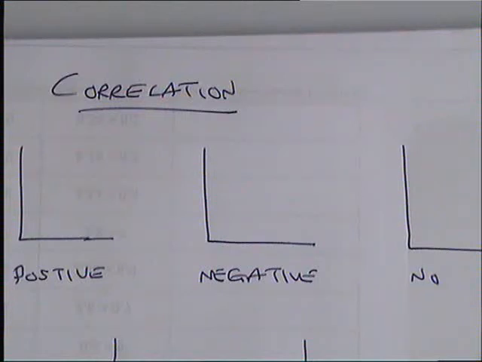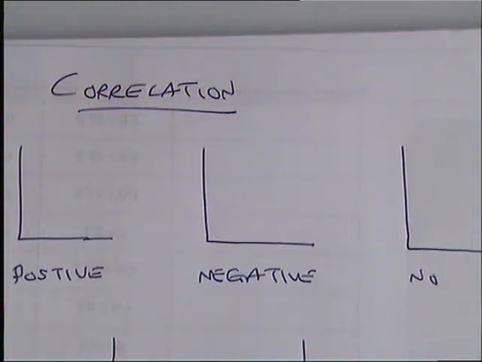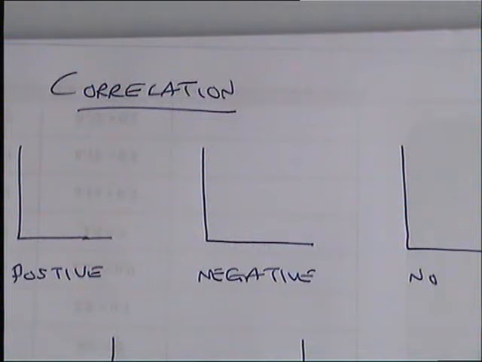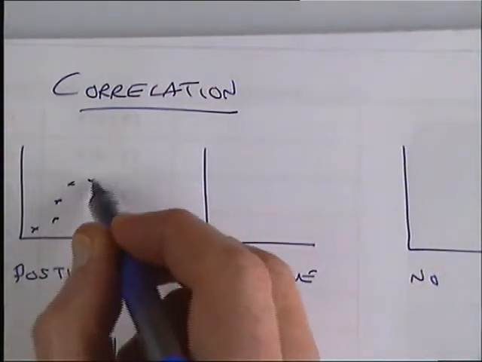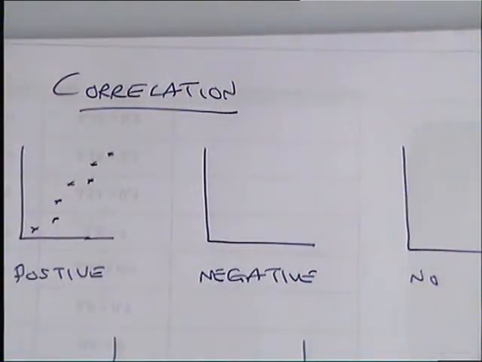In this video we're looking at S1 Chapter 9, correlation. Now you'll have come across correlation at GCSE. Correlation is how you describe what you see on a scatter diagram. And on the scatter diagram, if your set of points is generally going uphill, then that's called positive correlation.